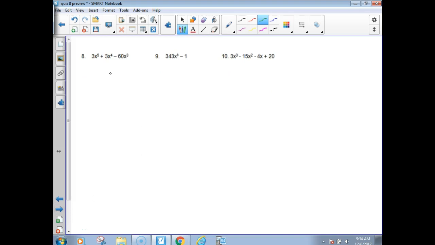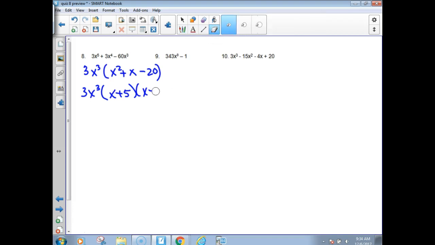Number 8. What can I factor out right away? Always look for a greatest common factor. 3 and x to the third. Okay, so factor out 3x to the third. That would give you x squared plus x, and then minus 20. Okay. And then we got to factor the trinomial. So bring down your 3x cubed. It has to be part of your answer. Maybe x plus 5 and x minus 4. And that order doesn't matter.